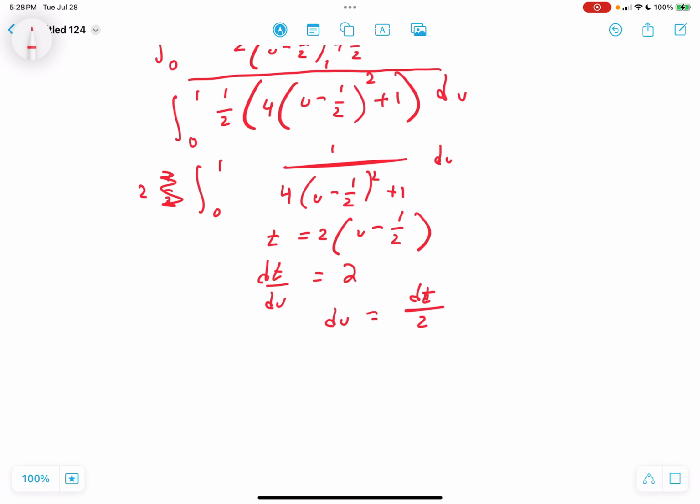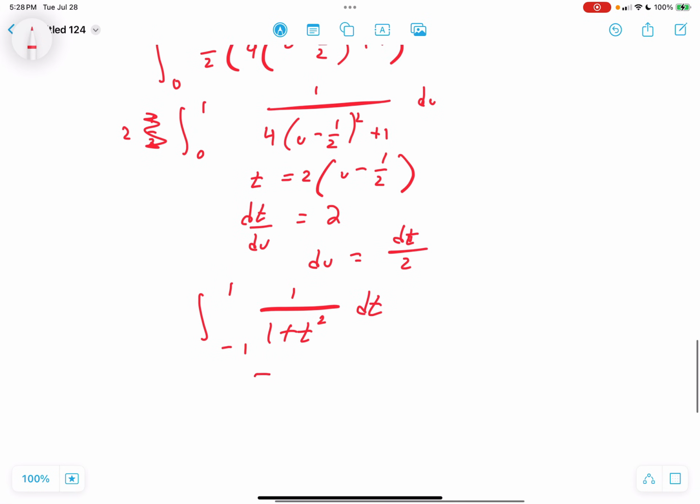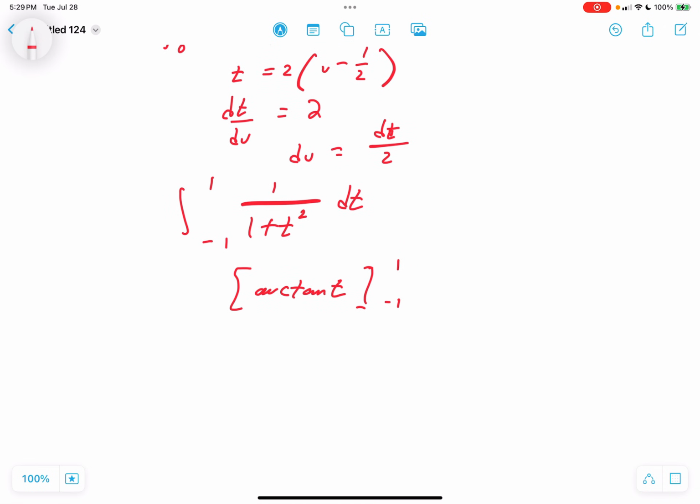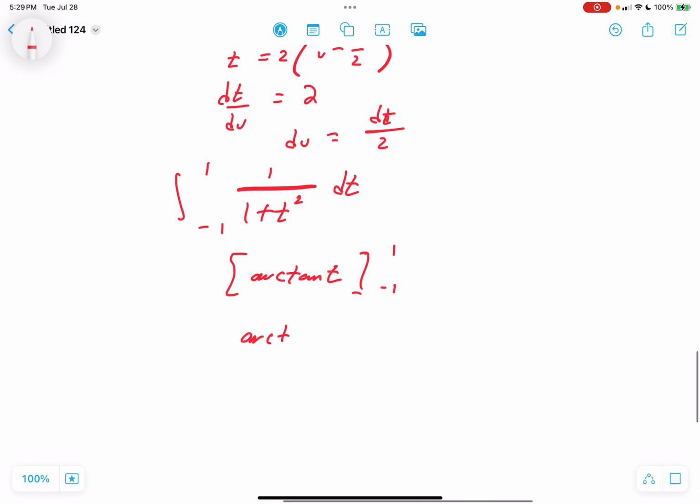When I change my integral bounds, I get the integral from negative 1 to 1, right, of 1 over 1 plus t squared. Finally, look at how nice this is. So now this is arc tan t from negative 1 to 1. Okay, well now all we have to use is the fundamental theorem of calculus. So I just really am plugging in. So I get arc tan of 1 minus arc tan of negative 1.